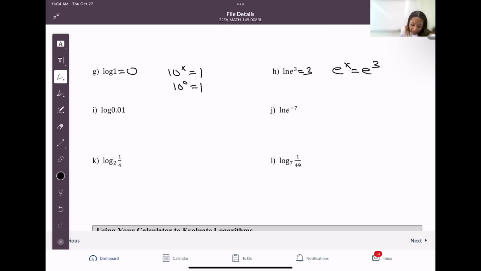For part I, because this is log of 0.01, 10 to what power equals 0.01? 0.01 is 10 to the negative second power. So 10 to the x equals 10 to the negative second. This is equal to, oops, not 2, negative 2.